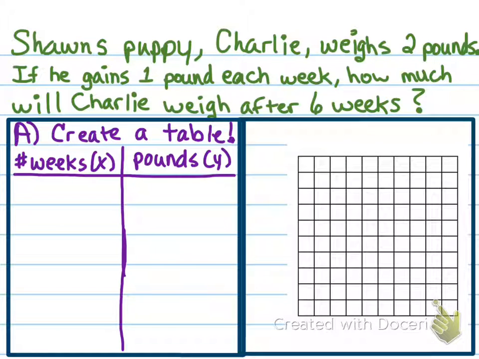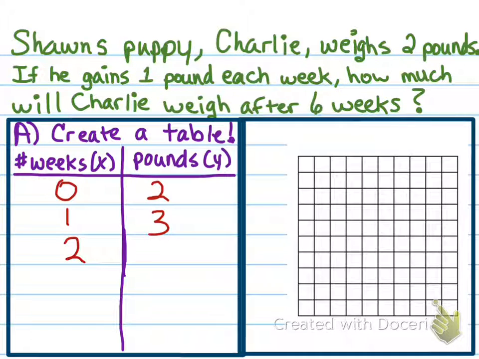This is setting you up for success later on as you begin to learn some algebra with much more complicated equations. So let's look at number of weeks. Right now, Charlie weighs 2 pounds. So right now we are at 0 weeks and he weighs 2 pounds. Now we just want to see how much he is going to weigh over the next few weeks. So in 1 week, he's going to weigh 3 pounds because it says he's gaining a pound each week.